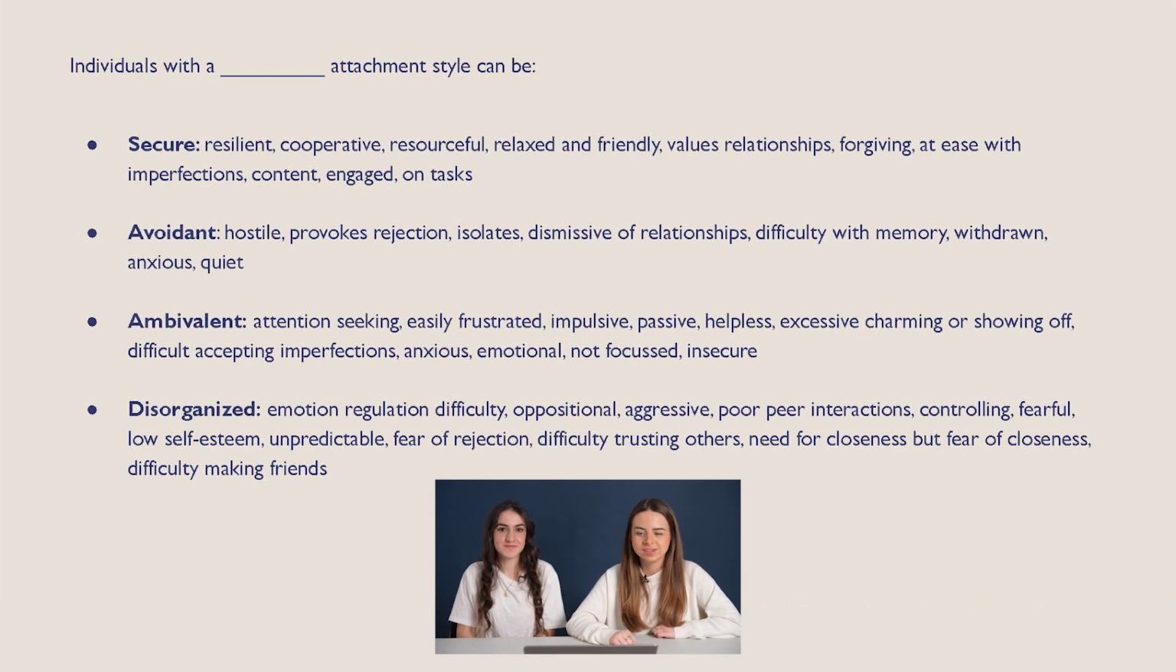Individuals with a disorganized attachment style can have difficulty regulating emotions, be oppositional, aggressive, have low self-esteem, be controlling, unpredictable, have intense emotions, be scared of rejection, have difficulty trusting, desire closeness but have difficulty achieving it, and sometimes be scared of it.